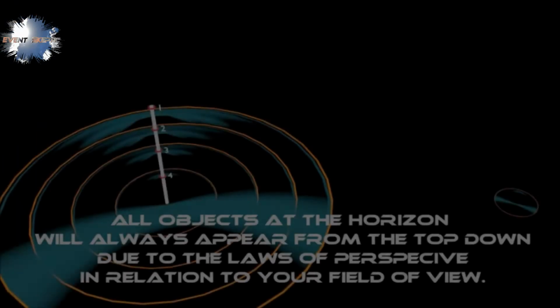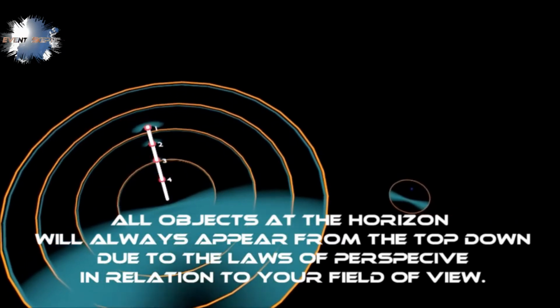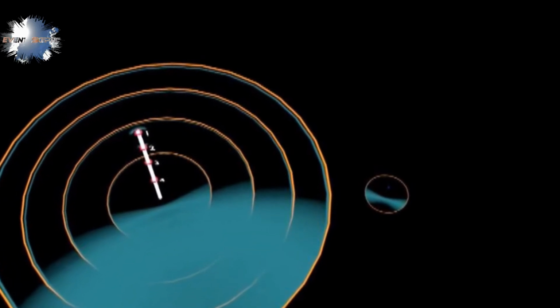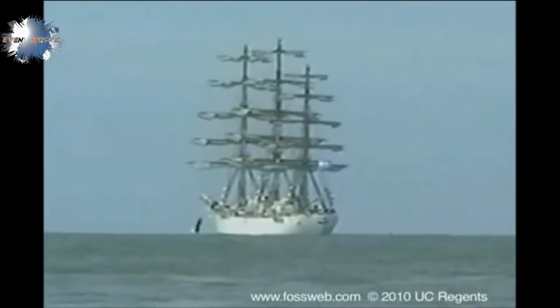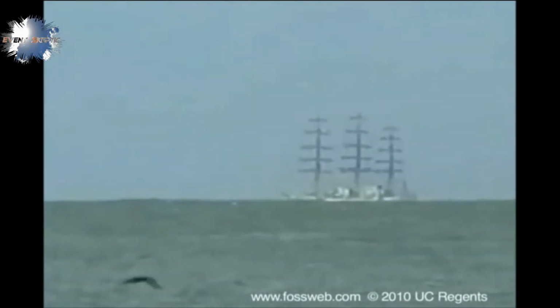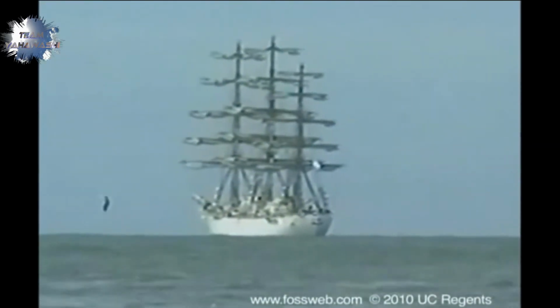All objects at the horizon will always appear from the top down due to the laws of perspective in relation to your field of view. Likewise, as a ship sails away from your stationary field of view, it will appear to disappear from the bottom up, the very same way stationary buildings appear from the top down when you're the object that's moving.